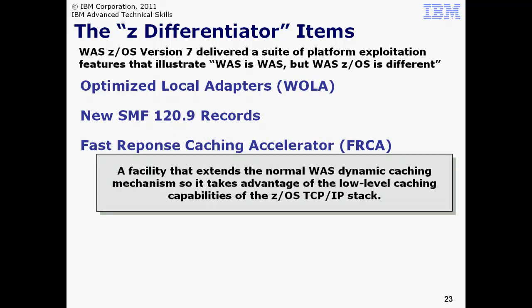Fricka is a function of the TCP stack on z/OS. It's a very low-level caching capability in the TCP stack. What WAS z/OS did in v7 was to extend the all-platform WAS Dynacache function so it could use the z/OS TCP Fricka function as an extension to Dynacache. The applications are unaware Fricka is used. They see only the Dynacache interface. But WAS z/OS pushes the cached objects even lower. Fricka is a remarkably efficient caching mechanism because it is so low level.